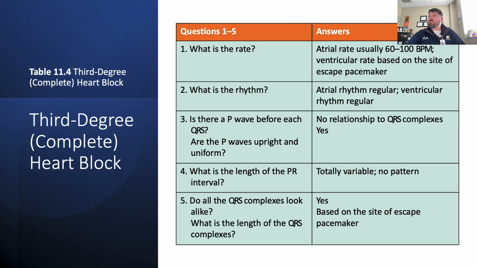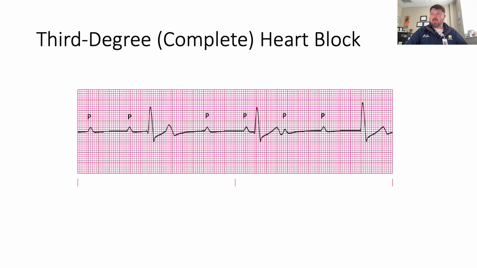The atrial rate's usually 60 to 100, but the ventricular rate's going to be based on the site of the escape pacemaker. You're going to have two rates, your atrial rate and your ventricular rate. Atrial rhythm is regular, the ventricular rhythm is regular, but they're not regular together. There's no relationship to QRS complexes, and there is no pattern of PRI. There is no PRI. The QRSs will look alike, but again, it's going to be based off of the site of the pacemaker. So here's an example of a third-degree AV block.